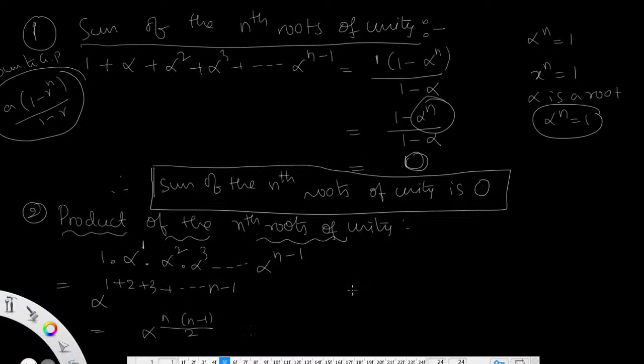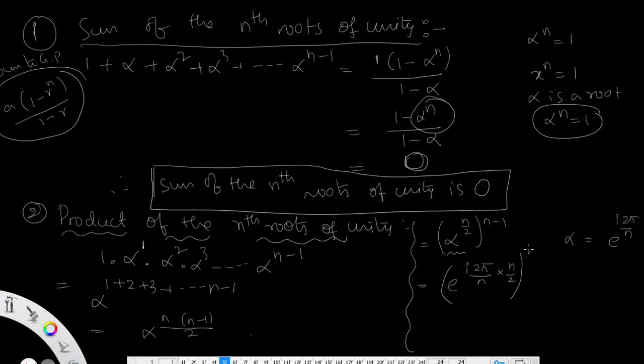So I am writing here alpha to the power of n by 2, whole to the power of n minus 1. N into n minus 1 by 2, I am writing n by 2 inside and n minus 1 outside. So what is alpha to the power of n by 2? Alpha, what have we taken? Alpha equals e to the power of i 2 pi by n. I am replacing alpha with e to the power of i 2 pi by n, whole to the power n by 2, whole to the power of n minus 1.